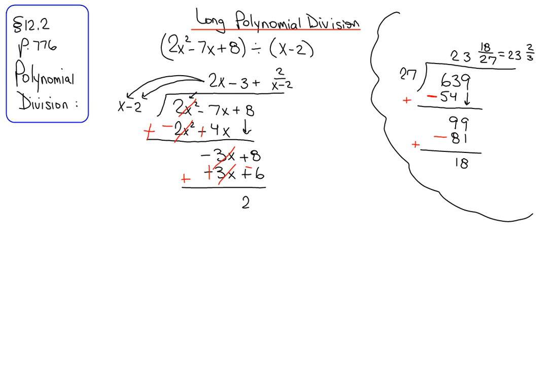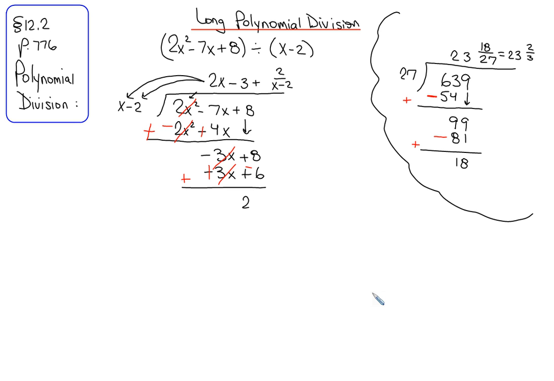Questions about that? The remainder is 2 over what we divided by, just like the 18 over 27 here. So your remainder divided by your divisor. Not in this particular form.